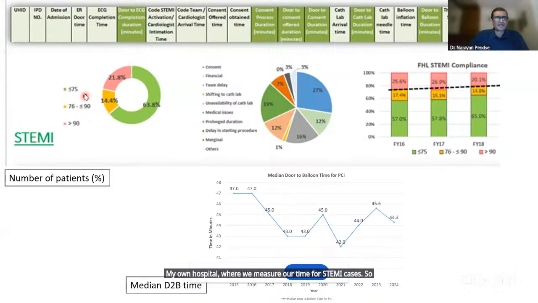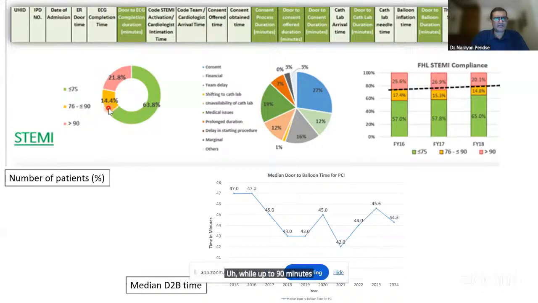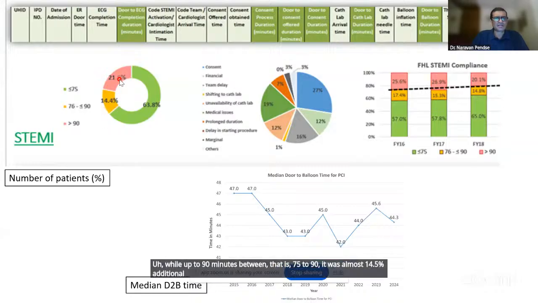So if you see, instead of 90, we have internally kept our target as 75 minutes. We were able to achieve a door to balloon time within 75 minutes in 63% of cases, while between 75 and 90 minutes it was almost 14.5% additional, while in 21% of cases in this particular hospital, in this particular month, it was over 90.